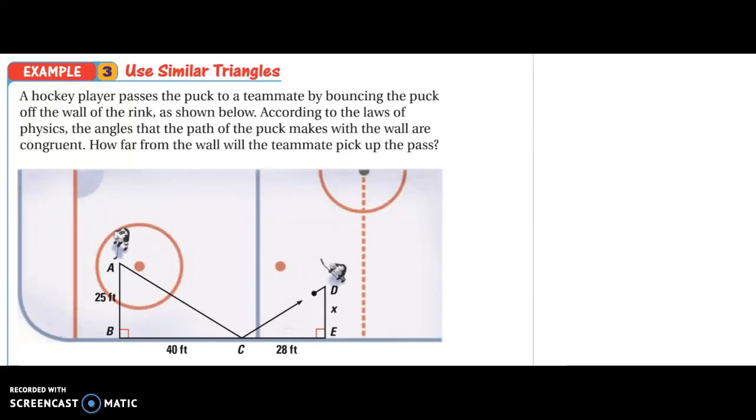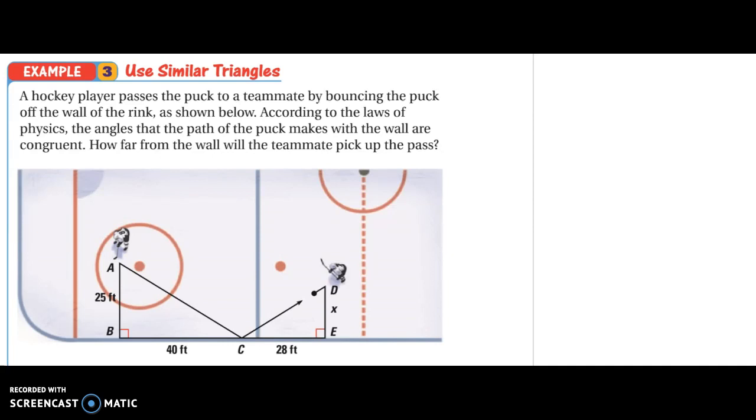Alright, so in this problem we are going to use the fact that these two triangles are similar and use that to find a missing variable. I'll give you some time. Go ahead and read it. If you need to, pause the video right now so you can read the problem.